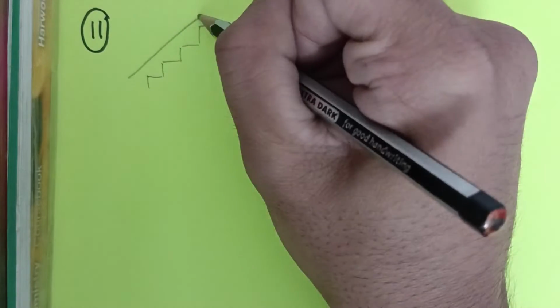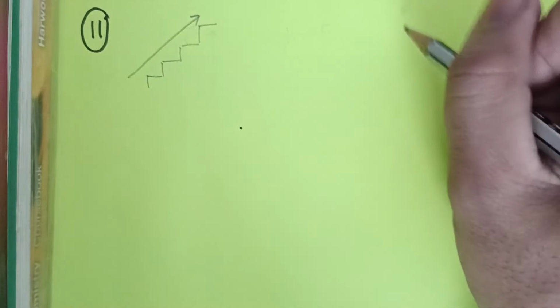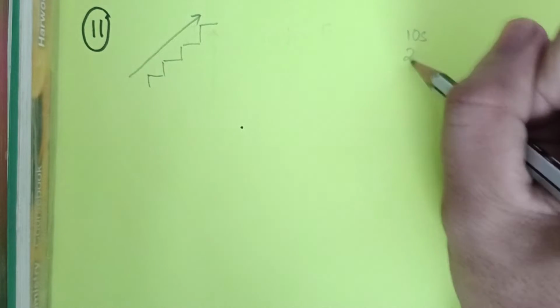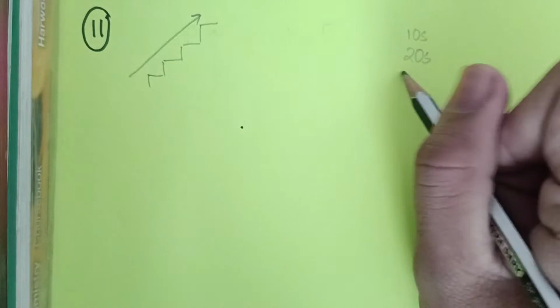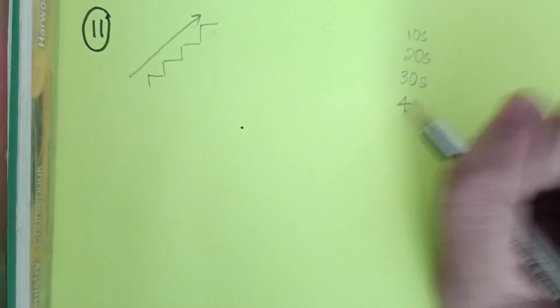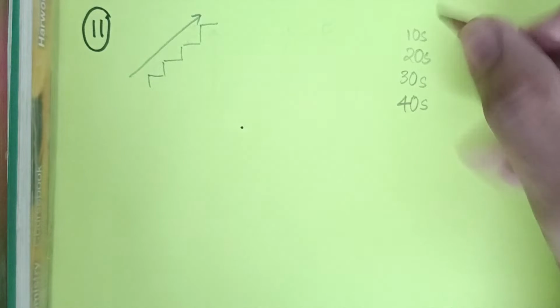Question number 11. We have a child who is running up a set of stairs 4 times. The times are recorded. Those are 10 seconds, 20 seconds, 30 seconds, and 40 seconds. So this is the time he takes. These are the times he takes to run up the stairs.